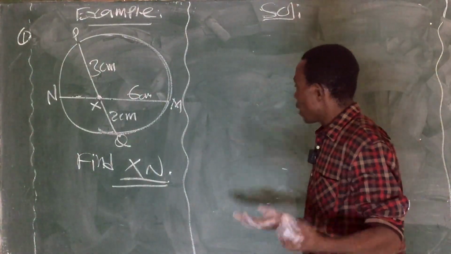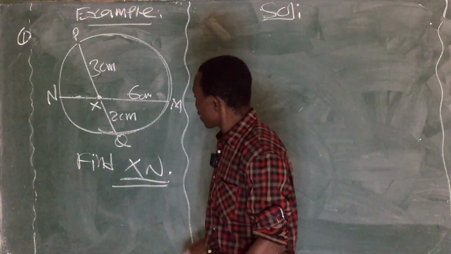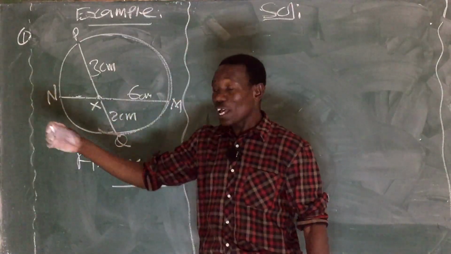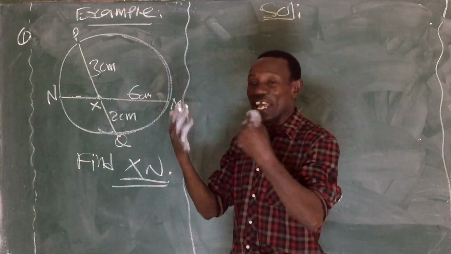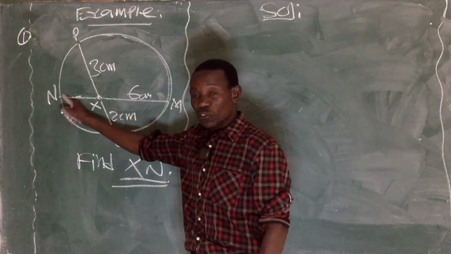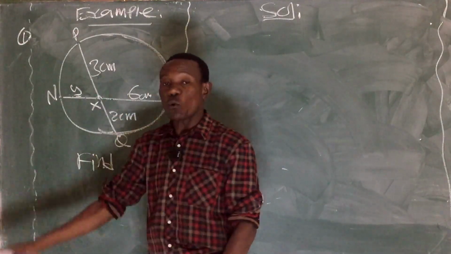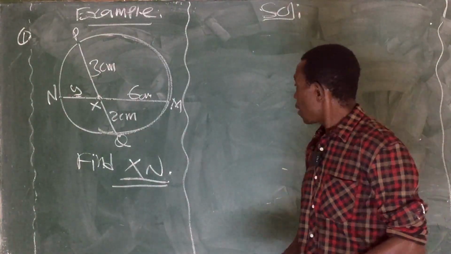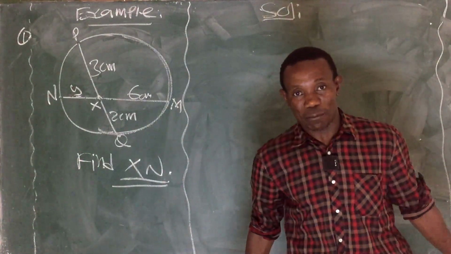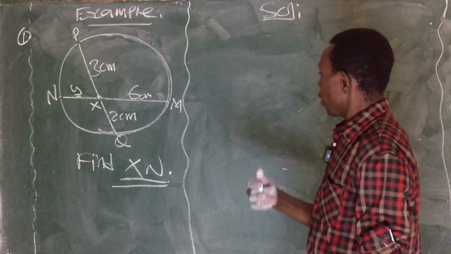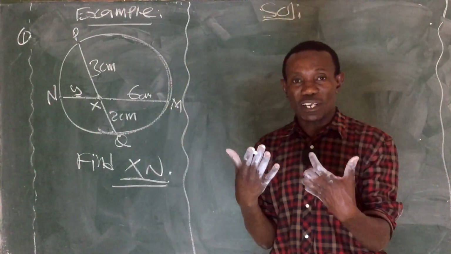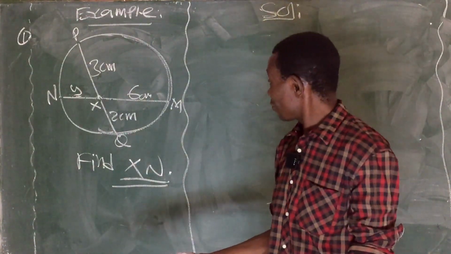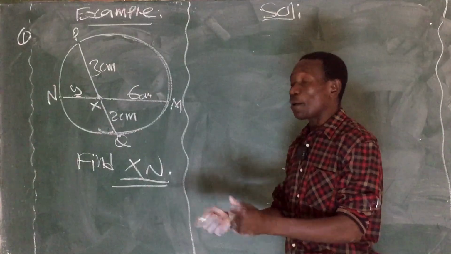So what we do here, first of all, is represent the distance NX, because all other parts of the chords after intersection have got their values. We don't know the value of XN, so let us represent it by a certain variable, say Y. So when we find the value of Y, that is the value of XN. Now, let's not waste time. You just have to come up with the theory about the intersecting chords inside the circle.